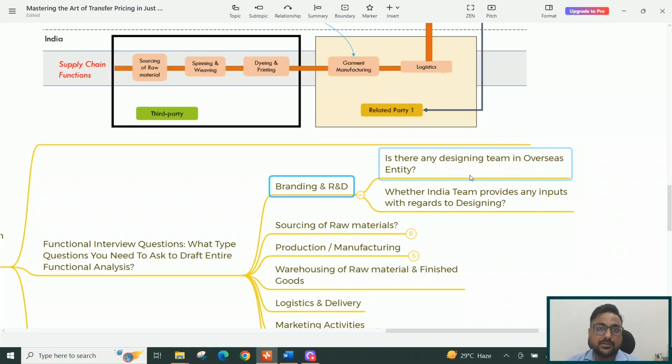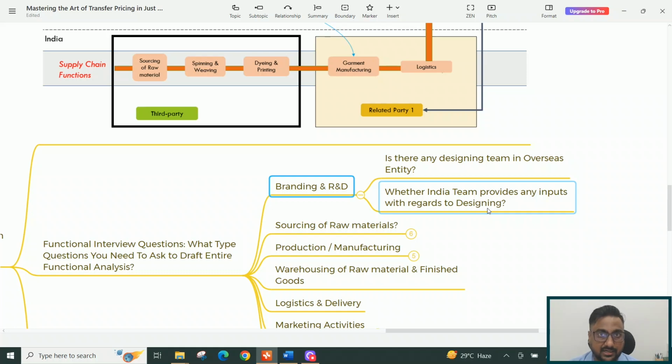So these are just illustrative questions. You don't need to ask the same specific questions. In your case, it could be more also, it could be less also. Okay, I hope you understand that part. So for the branding part, I may go to the client and ask whether there is any designing team in the overseas entity, whether the India team provides any inputs with regard to designing. Or probably whether the retailer teams do provide, because they are in this geography market, right? So in case they are providing any inputs with regard to designing or not, that also you need to understand. So these are two questions related to the branding and R&D part.